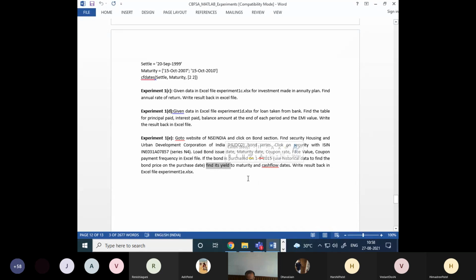This is a practical example. You have to copy this data from the NSE website. You have to calculate yield to maturity and cash flow dates, meaning on which date I will get which coupon value, on which date is maturity, and how much is my maturity value. Then write the result back in Excel and prepare this database. I hope this task is clear.